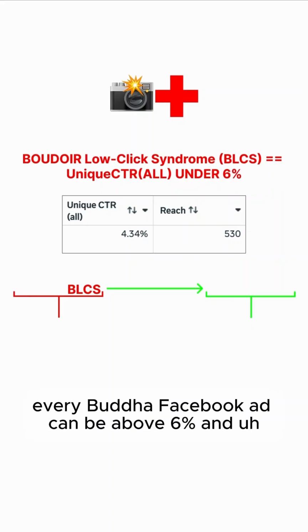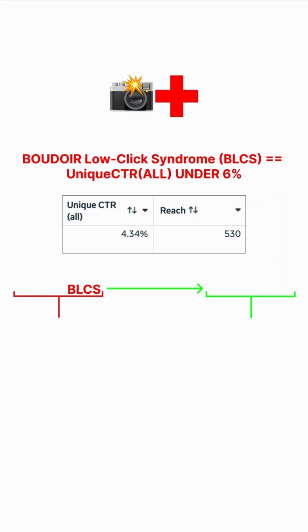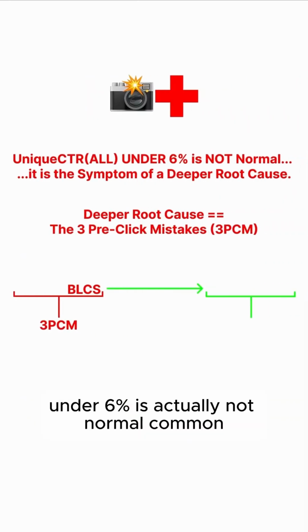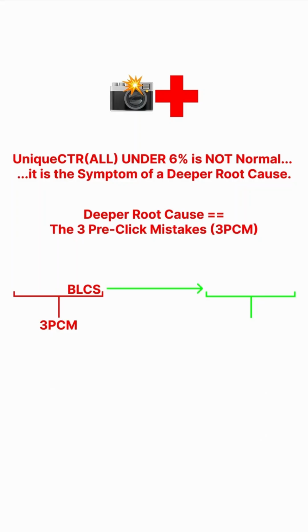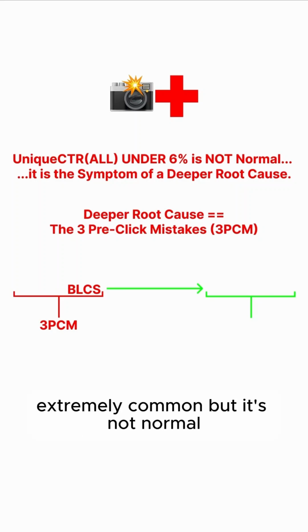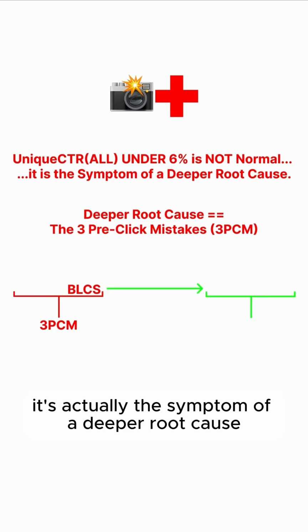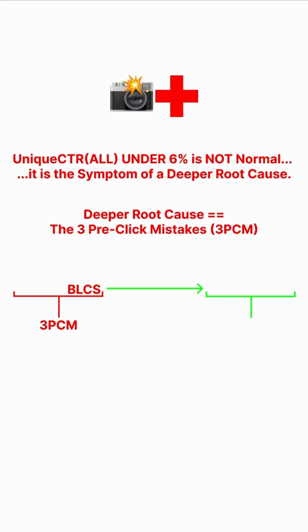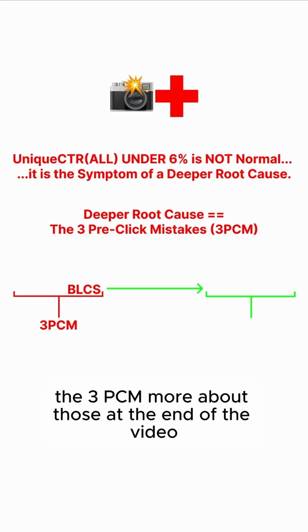6% is the minimum. Every boudoir Facebook ad can be above 6%, and under 6% is actually not normal. Common, the most common thing I've seen with boudoir Facebook advertisers, extremely common, but it's not normal. It's actually the symptom of a deeper root cause. And that deeper root cause are the 3 pre-click mistakes, the 3 PCM. More about those at the end of the video.